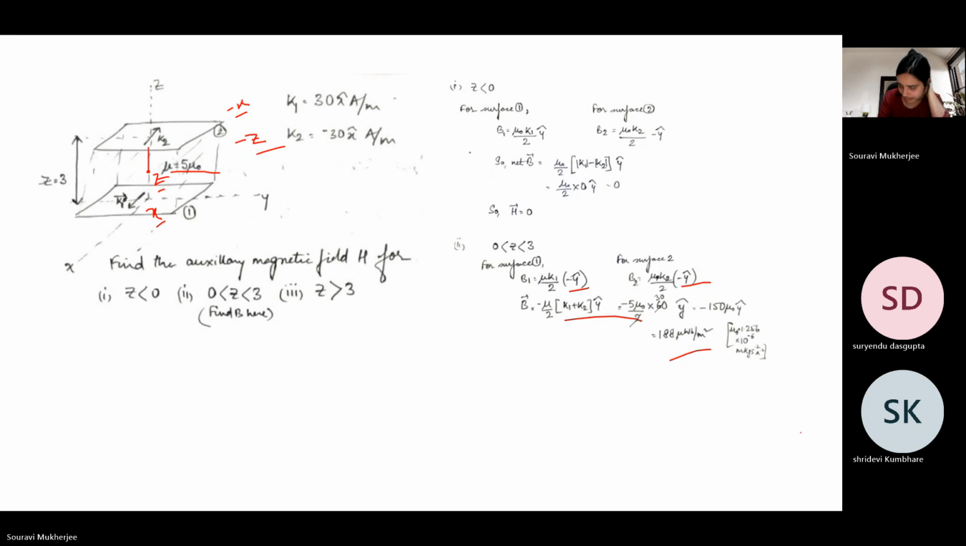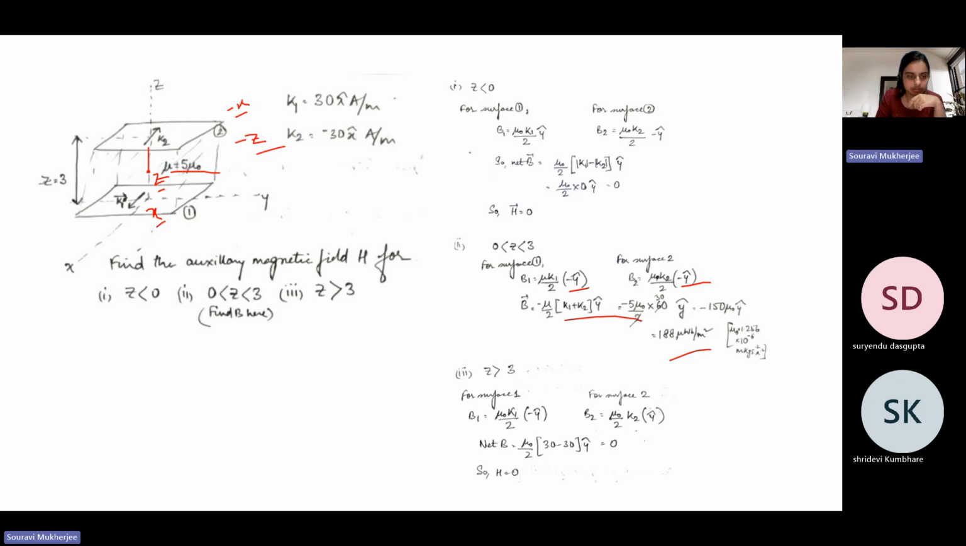Understood? Now, anywhere in the third region, what will it be? In the third section, you are above the first surface and above the second surface.